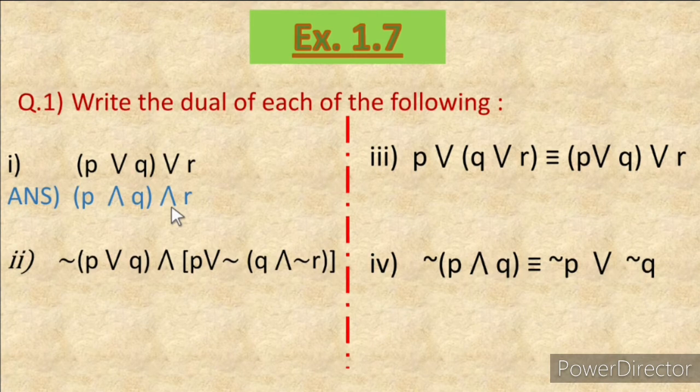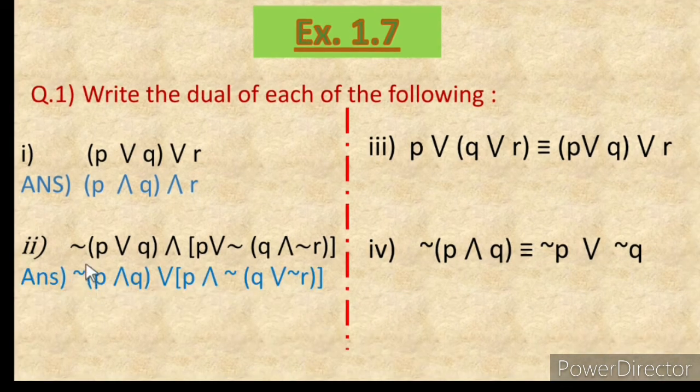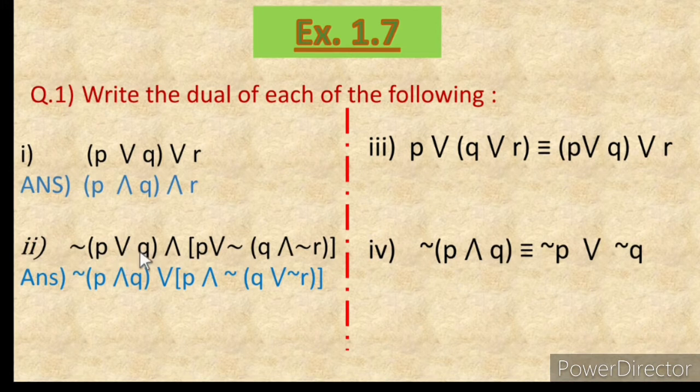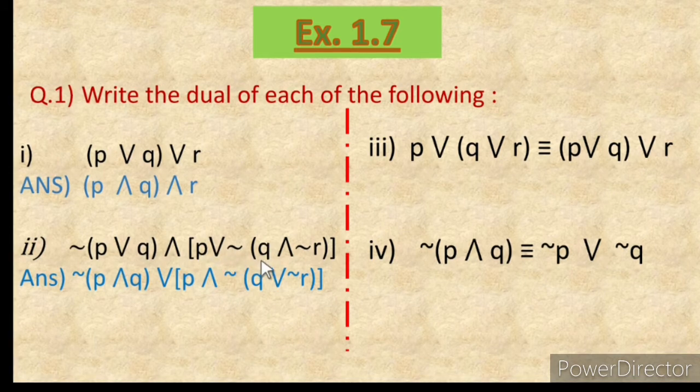Clear? Very simple. Next one. Let us see the second statement. The second one is negation into bracket P or Q and into another bracket P or negation into round bracket Q and negation R, brackets complete.